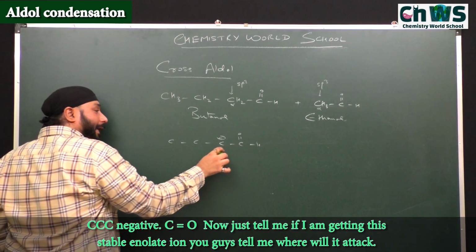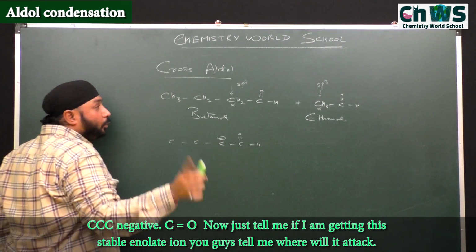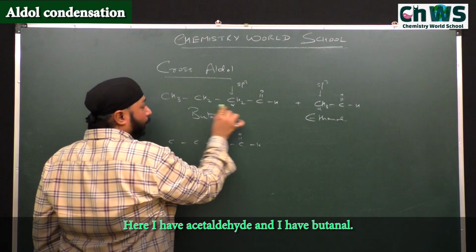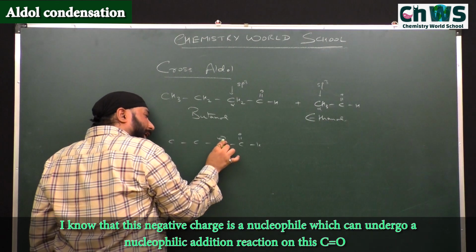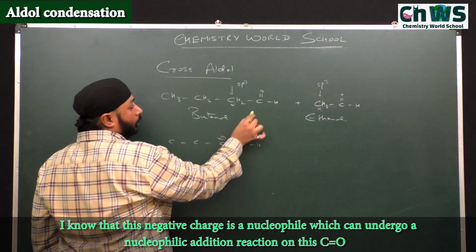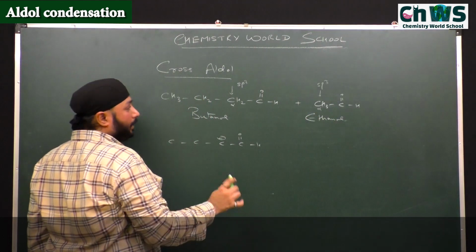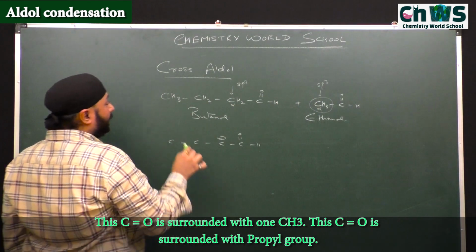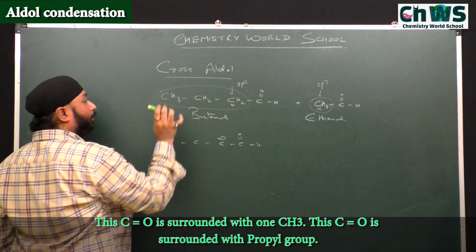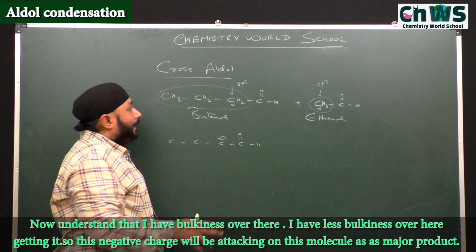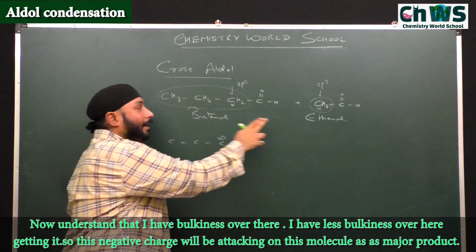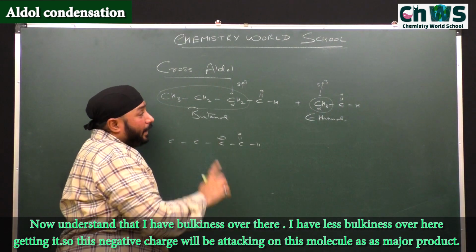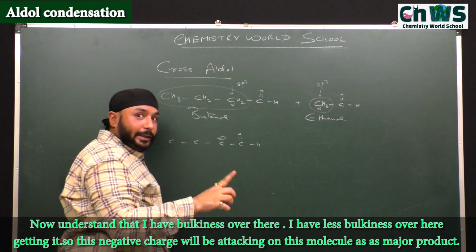Now just tell me, if I am getting this stable enolate ion, where will it attack? Here I have acetaldehyde and I have butanal. I know that this negative charge is a nucleophile which can undergo nucleophilic addition reaction on the C=O. This C=O is surrounded with one CH3. This C=O is surrounded with a propyl group, right? Now understand that I have bulkiness over here. I have less bulkiness over here. Getting it? So this negative charge will be attacking on this molecule as a major product.